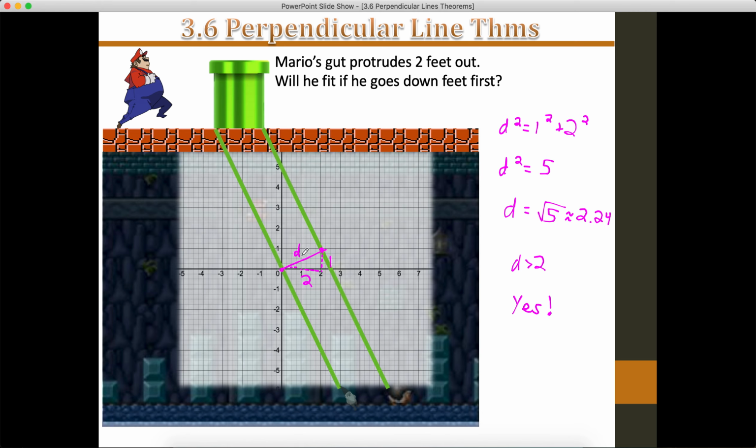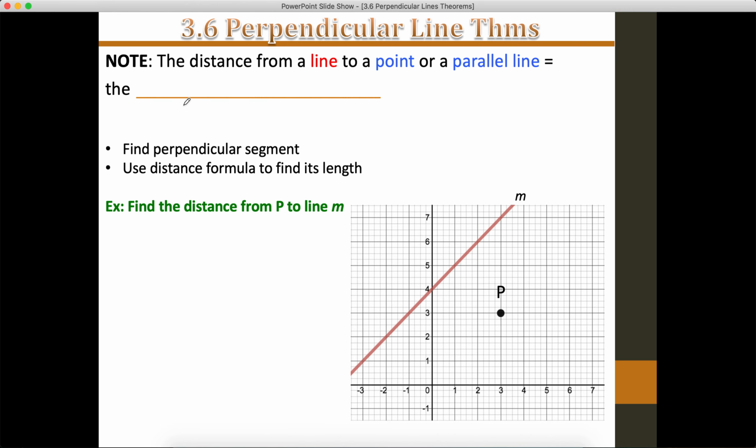I also want to note, if I put the segment somewhere else, like maybe right here, if I go right 2, up 1, or up 1, right 2, I still end up with the same answer. So it doesn't matter where we put the perpendicular segment, it's going to have the same length, it's going to be perpendicular no matter what. I would suggest making sure that an endpoint that you choose actually has integer coordinates, so that finding the distance is easy. So the takeaway here, the distance from a line to a parallel line, which is what we just did, or a point, which is what we're going to do on this page, is going to be the length of a perpendicular segment.